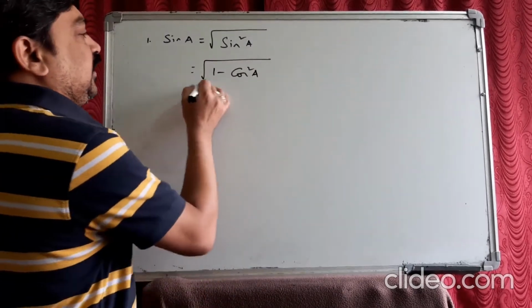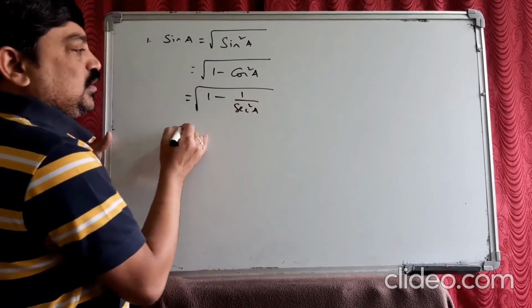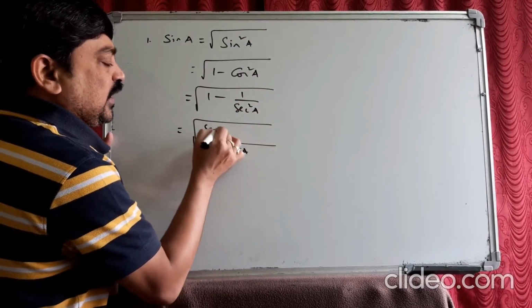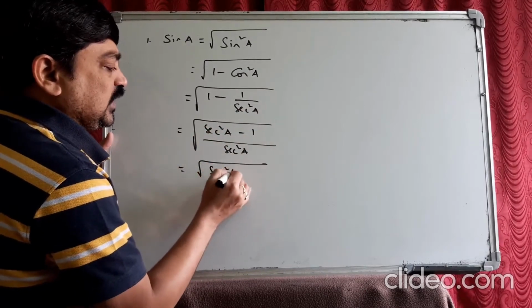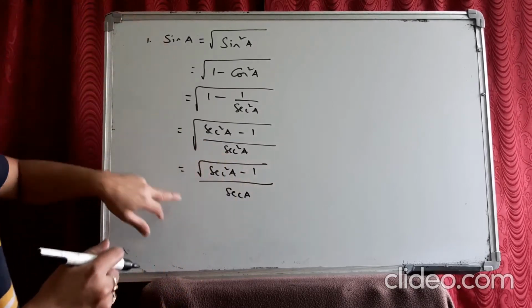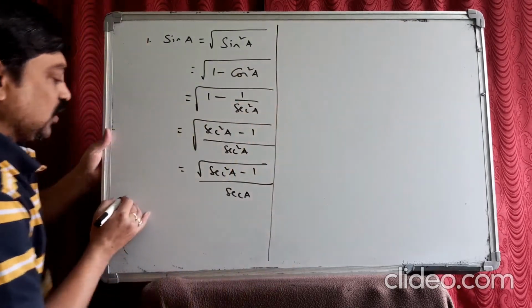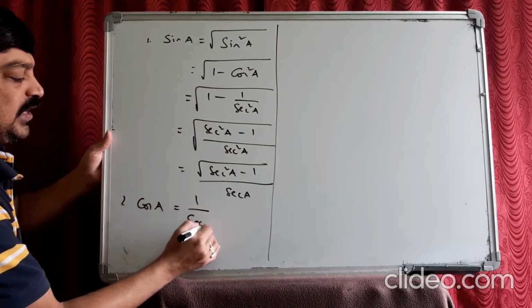If I take cos square A as 1 by secant square A, you can take LCM here, and it becomes secant square A minus 1 over secant square A. So it becomes root of secant square A minus 1 by secant A. That is sin A in terms of secant A. Next one is cos A. Cos A can be written as 1 by secant A, very simple.